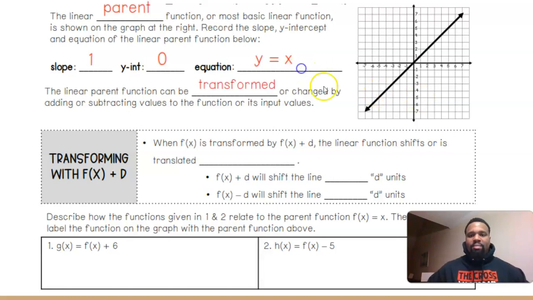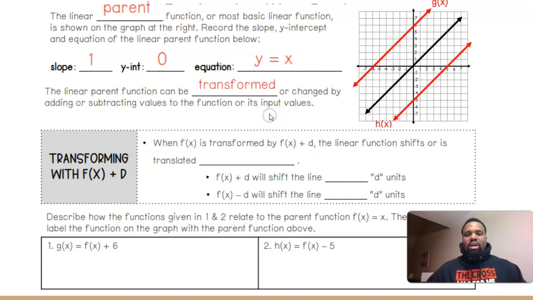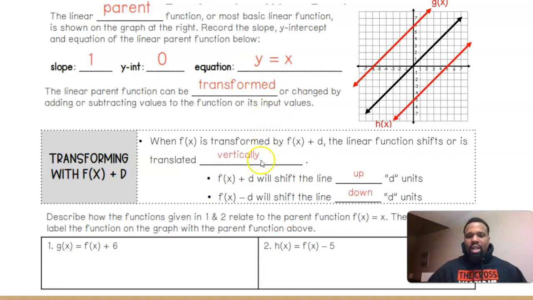Now this parent function can be moved or shifted, or what we call transformed, along your x and y axis. And when we do that, we call that a transformation. All right. And so you can either move it along your y-axis, which is vertically, or you can move this function along your x-axis, which is horizontally. We're going to first talk about moving it along your y-axis, which is a vertical shift. All right. And so the notation is f of x, which is your parent function. And if we do f of x plus a number, it's going to move up. If you do f of x minus a number, it's going to move down your y-axis.